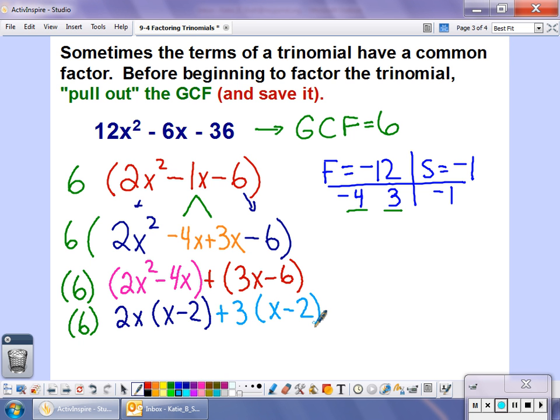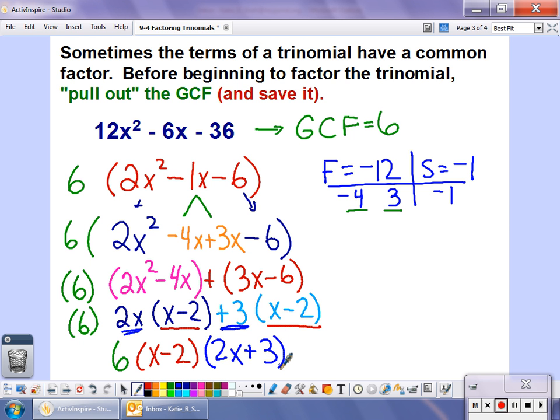And now to finish off this problem, I have to combine all my factors together. My GCF stays put. I've got this x minus 2, which is the same factor. That goes together when I do grouping. And then finally, the last thing I have is this 2x here, and this 3 right there. And that's my factored form.